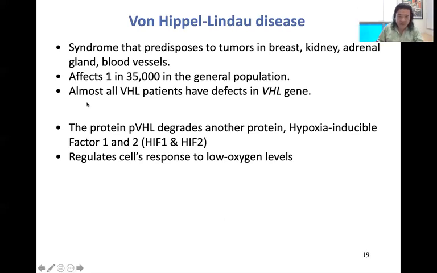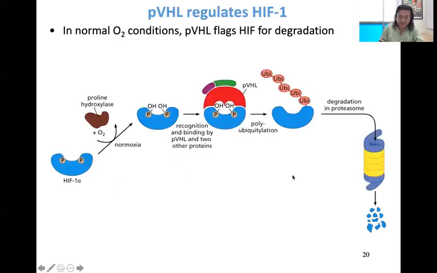It affects about 1 in 35,000 people in the general population. Almost all VHL patients can trace the problem back to defects in the VHL gene, which was identified as the gene responsible, and that's why it's called VHL. What does VHL do? The protein VHL degrades other proteins called hypoxia-inducible factor 1 and 2, HIF1 and HIF2. These proteins are very important in regulating a cell's response to low oxygen levels.